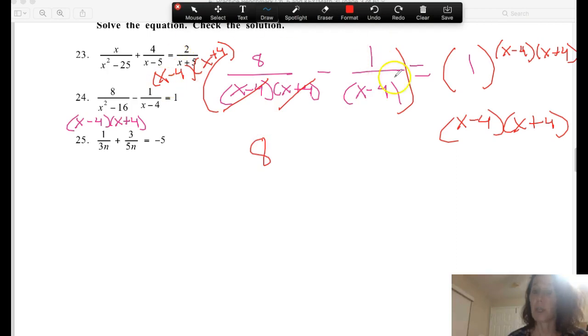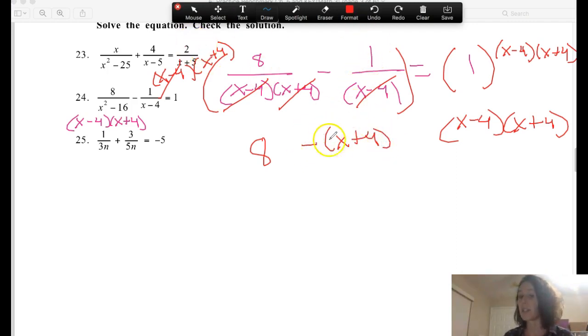Now distribute to here. The x minus 4 and the x minus 4 cancel, and I'm left with x plus 4 times 1, and that is a negative. So I'm going to go minus x plus 4. Okay, this times this would be x plus 4, and that's a negative. It has to distribute to both terms. That's why I left the parentheses. And there's my equal sign.